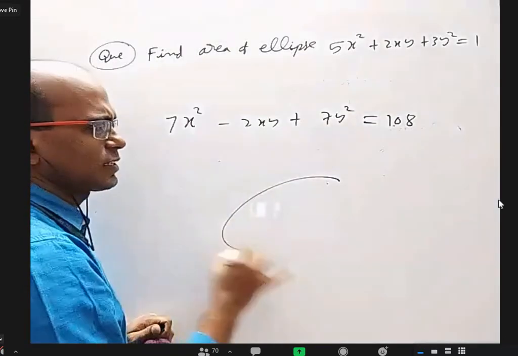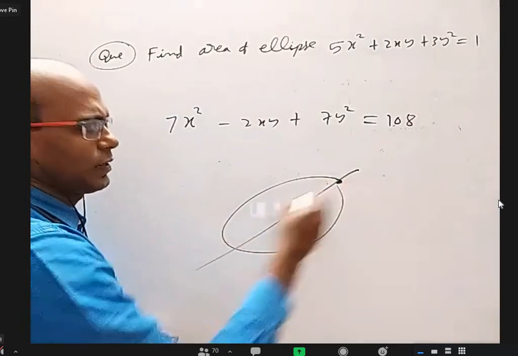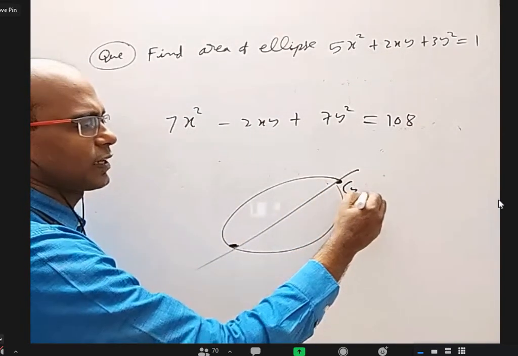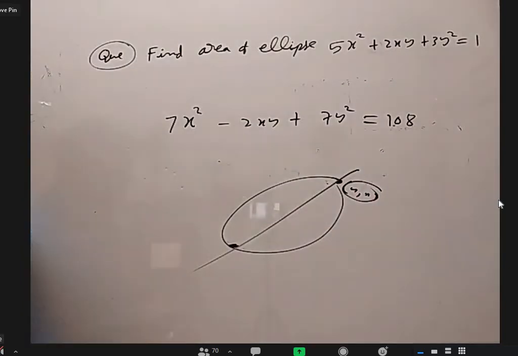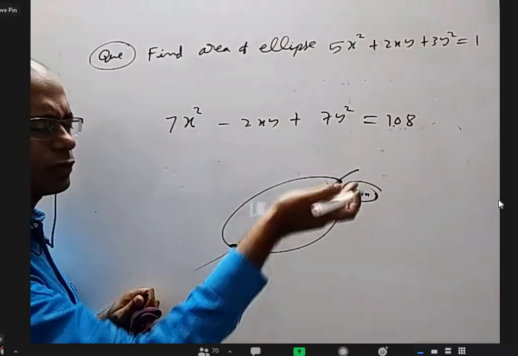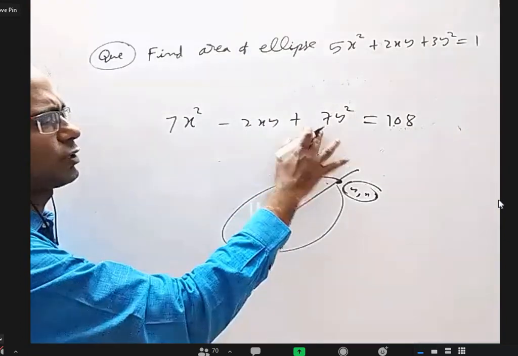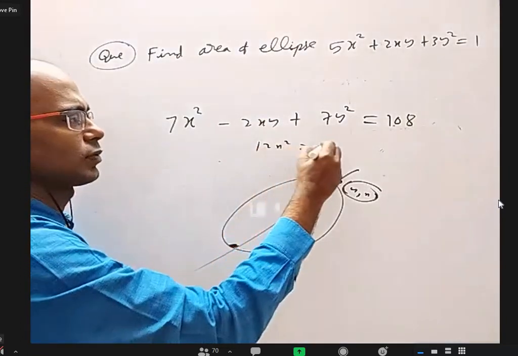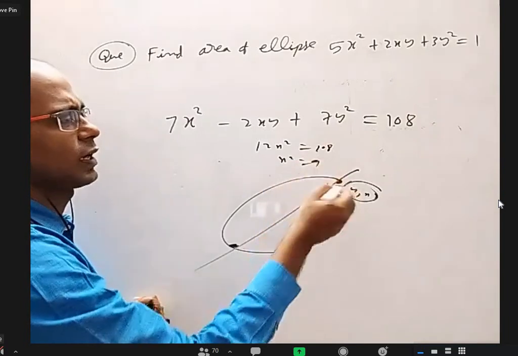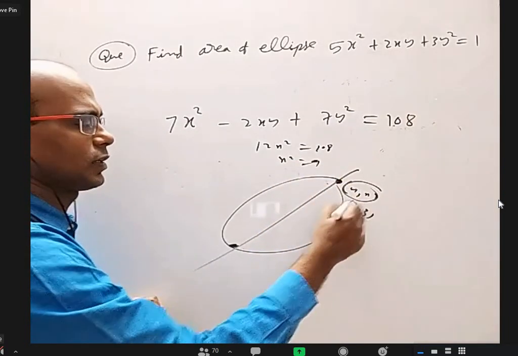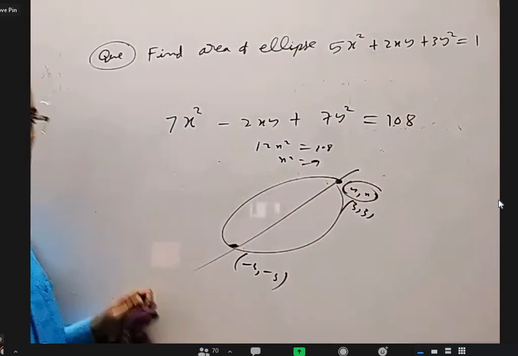How to find is very simple. If this point is the end of the major axis, obviously y and x should be equal, right? So put y equal to x. What will happen? 7 plus 7, 14, minus 2, 12x square equal to 108, x square equal to 9. So this will be 3 comma 3, this will be minus 3 comma minus 3.